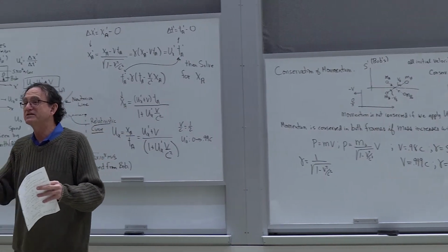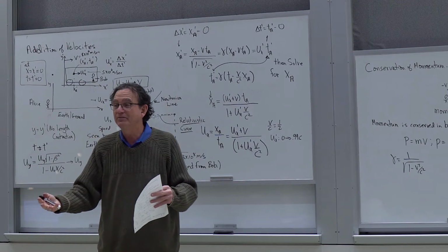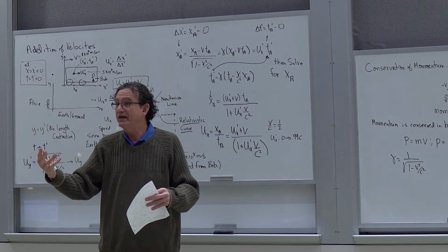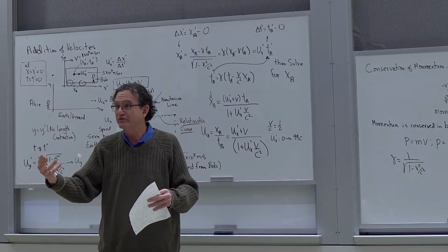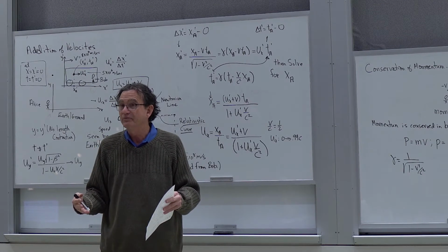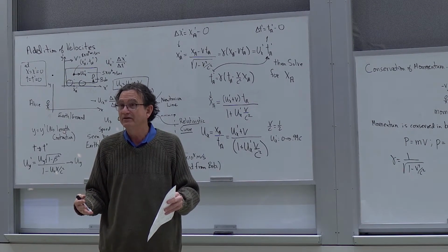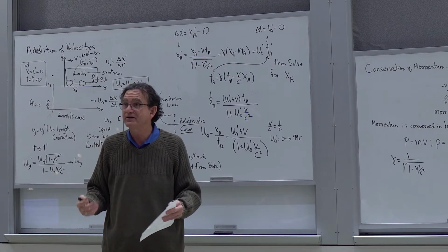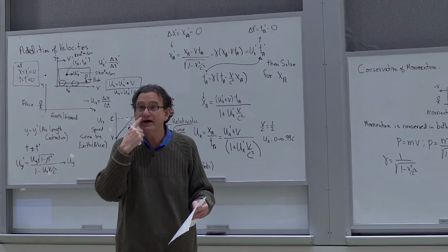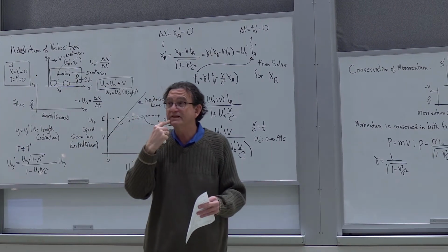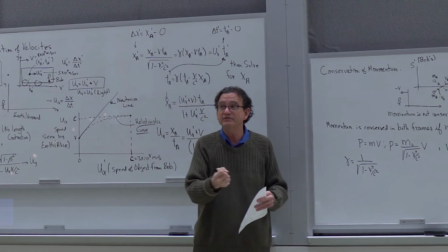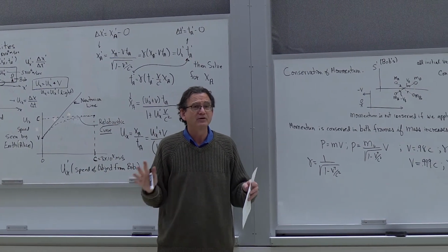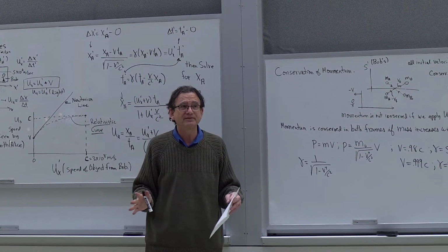Well, density is mass divided by volume. The mass is increasing because it's going faster. The length is getting shorter, which means the volume is getting smaller. So mass divided by volume is getting higher, right? So the density goes up as a particle goes fast. Okay. We're all good with that, right? Yes, go ahead.